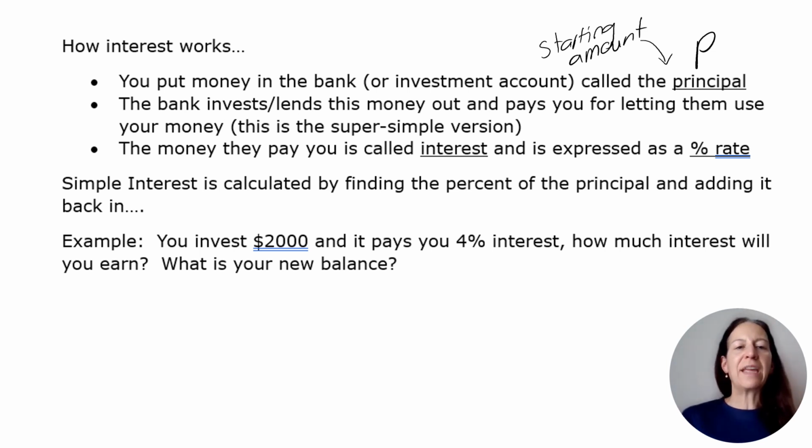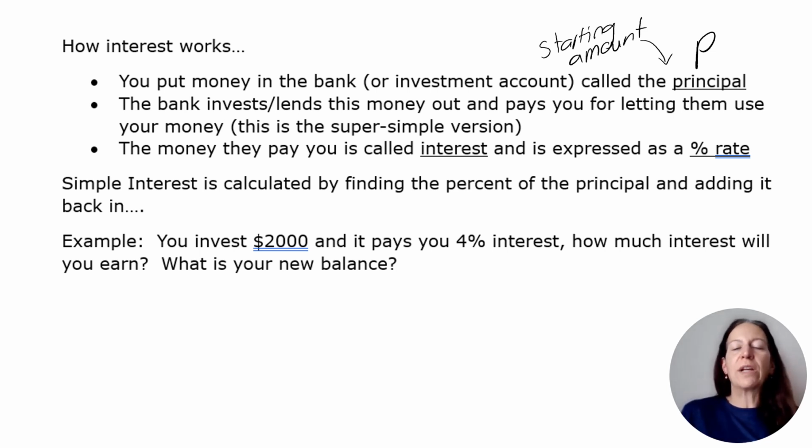Now, the bank invests or lends this money out, and they basically pay you for letting them use your money. This is the super simple version of it. You might go to the bank to put money in, but other people go to the bank to take out a loan. Say they want to buy a house or a car, and so they need money loaned to them. Now, they will charge that person interest. If you or someone in your family has had to take out a loan, you pay it back with interest.